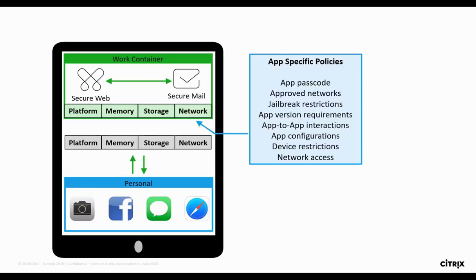It allows us to require that there's a passcode for the application. If you don't lock your phone, if you don't have a passcode on your phone, or it's not set to a certain complexity, we can set that on the application itself. We can say this application can only work on certain networks. We can block the application from running if the device itself is jailbroken. We can set certain versions, and control app-to-app interactions, network access, and device restrictions. All of this we're able to do just by putting these applications in the container.